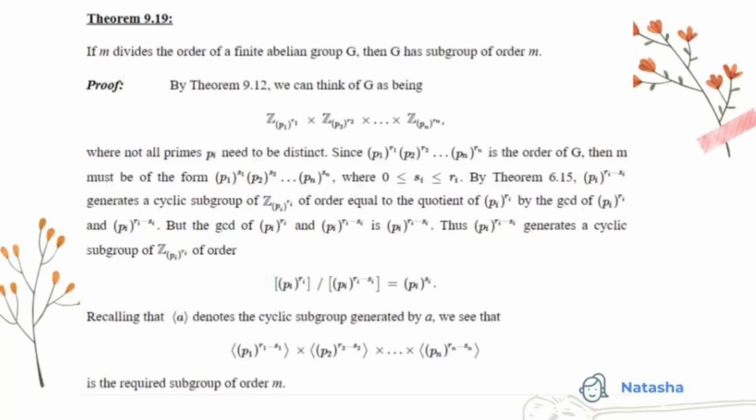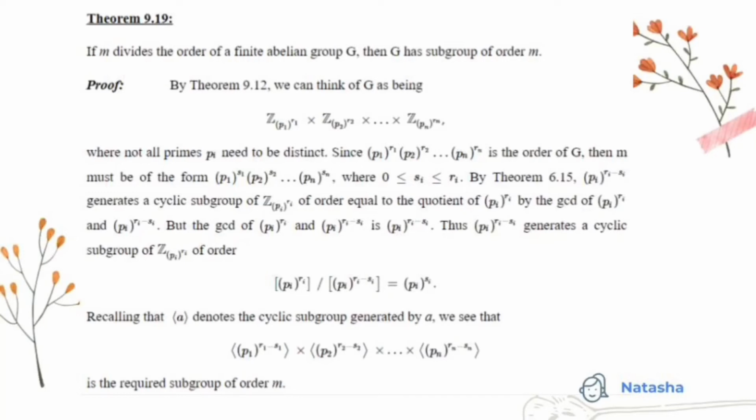So by Theorem 9.12, we can think of G as being Z_{p1^r1} × Z_{p2^r2} × ... × Z_{pn^rn}, where not all primes pi need to be distinct. Since p1^r1 × p2^r2 × ... × pn^rn is the order of G, then M must be of the form p1^s1 × p2^s2 × ... × pn^sn, where si is between 0 and ri.